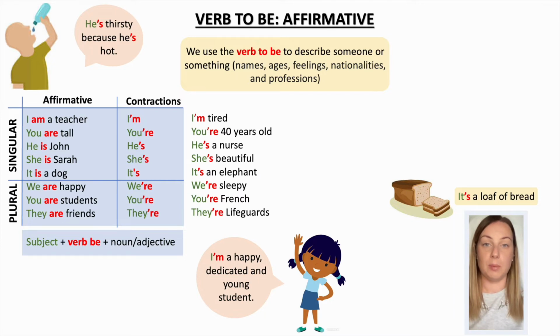Here are some examples for you. I'm tired. You're 40. He's a nurse. She's beautiful. It's an elephant. We're sleepy. You're French. They're lifeguards.